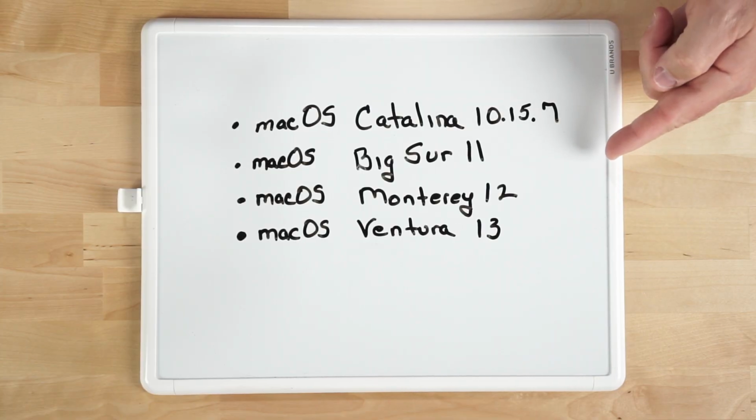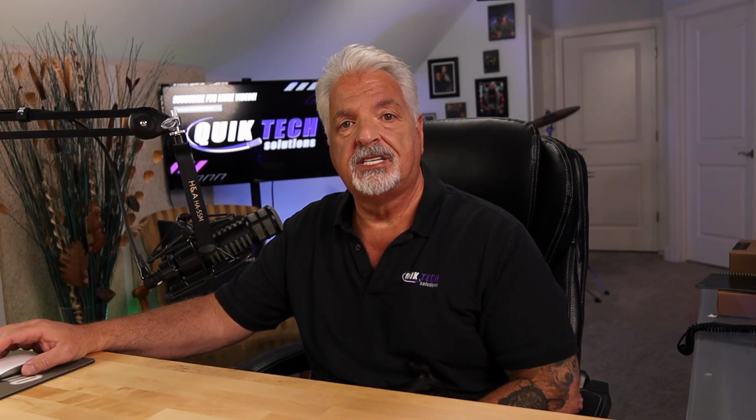Active Backup for Business version 2.5.0 supports the following macOS versions: Catalina 10.15.7, Big Sur version 11, Monterey version 12, and Ventura version 13. So let's go ahead and download the Active Backup for Business macOS agent from Synology's website and get started with creating a backup task for my Mac Studio.